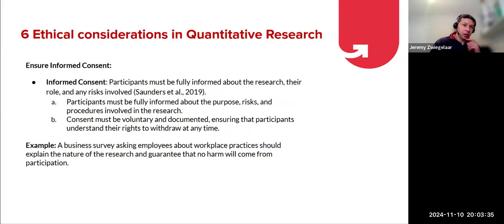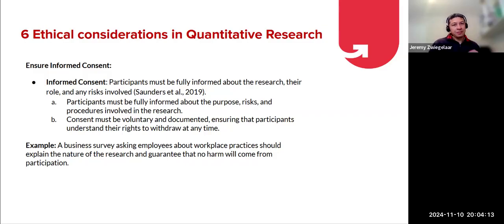So what does informed consent look like? They must be informed about what the research is about and what it is for, but also their role, as in what they are going to be asked and what kind of content it is about. They have to be clear about what it's about, but also what they need to be able to do, and then any risks involved to them personally, but also more widely. So they must be fully informed about the purpose of this piece of research, the risks, and also the procedures involved in doing the research.